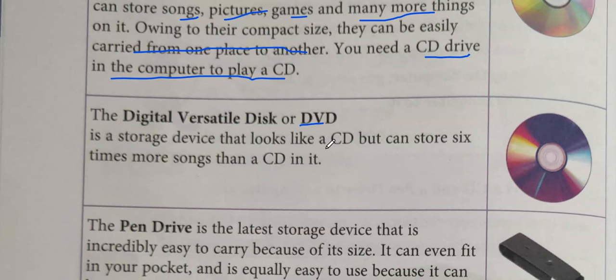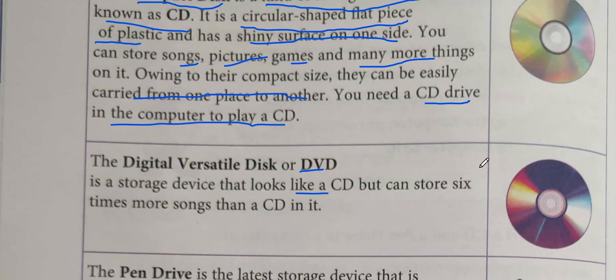Next is the digital versatile disc or DVD. It is a storage device that looks like a CD. As you can see, both are the same. We can't differentiate between CD and DVD by just looking at the shape and the color. But there is a difference. As you can see here, the colors are very light, but in the case of the DVD the colors are very dark. That means it can store more data as compared to the CD. And how much data can it store? It can store 6 times more data, or more songs or more files, than a CD.